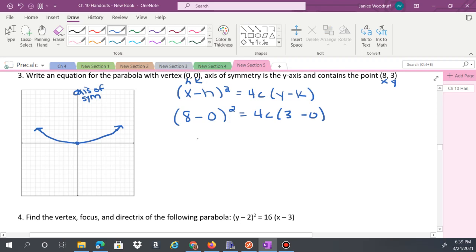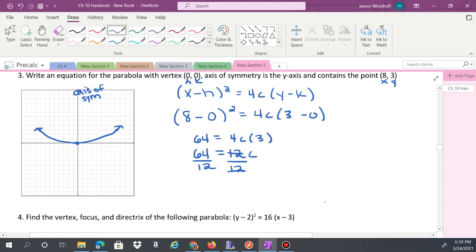So we have 8 squared. That's going to give us 64 equals 4c times 3. We'll do 4 times 3 and that gives you 12. Sorry, I'm just looking at my notes and making sure I did it right. Is x? Yep, should be good. Okay, and then 12c, divide by 12. What's 64 divided by 12? 16 over 3. Okay, that gives me what I have then.